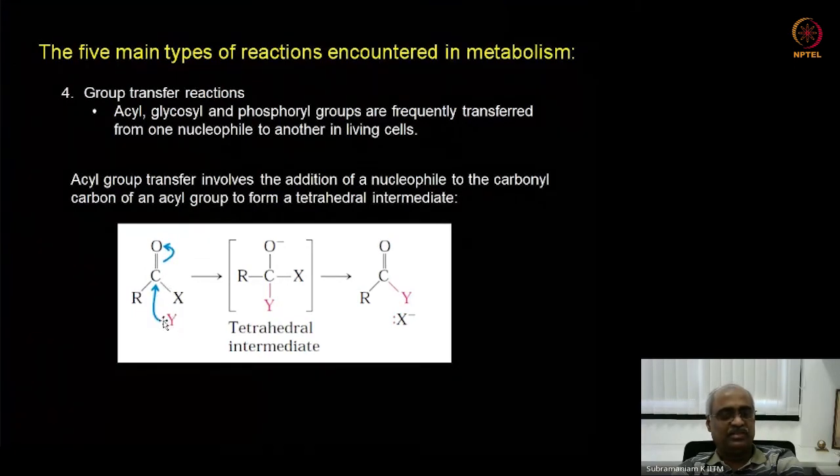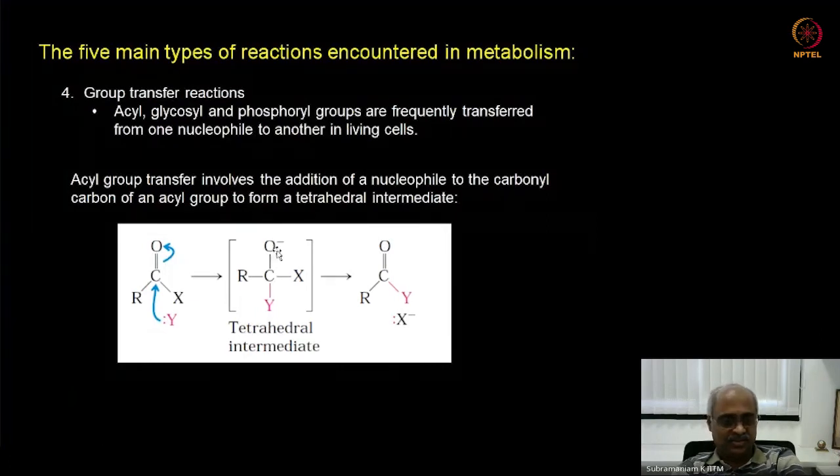So this is a nucleophile, and this carbon is partially positively charged because of electronegativity, and therefore this reaction is readily favored, and this becomes hydroxyl. And now you can have a double bond here, breaking this. So essentially these two exchange places. That is a group transfer. So essentially this entire group is transferred from X to Y.